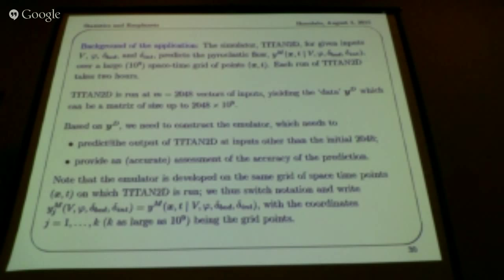Why? Because when we have it, we're going to be able to predict the output of the computer model at inputs other than that initial 2048. We know what the answer is at those 2048 inputs, but we need a fast way to find out what the computer model would predict everywhere else. We also want an emulator that provides an accuracy assessment of the prediction. A little change of notation here: the emulator will be developed on the same space-time grid that Titan 2D is run on, so I'm just going to replace one grid point, X T, by a coordinate J. Each coordinate J is a different grid point in space and time over which this simulator is being run.